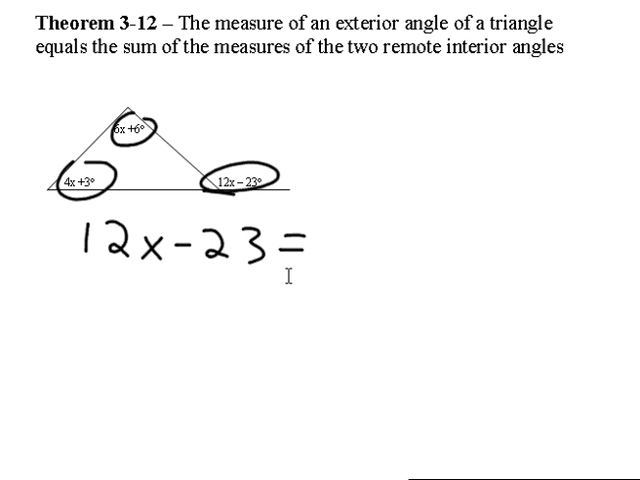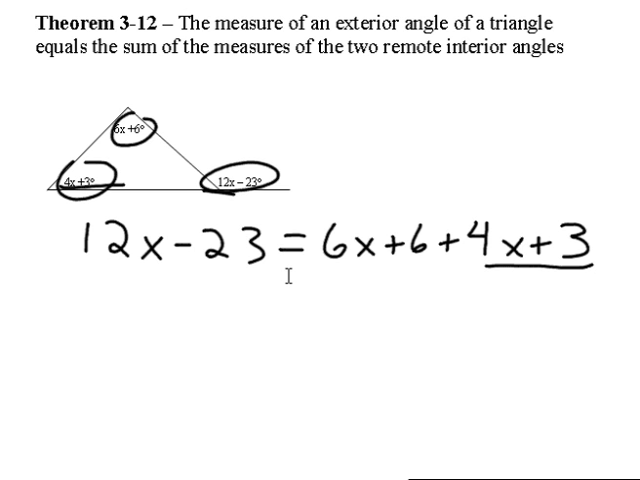the 2 remote interior angles added together, 6x plus 6 plus 4x plus 3. Those are those angles right there. So the exterior angle equals the sum of the remote interiors, and we can add 6x and 4x to get 10x, and add 6 and 3 and get 9.